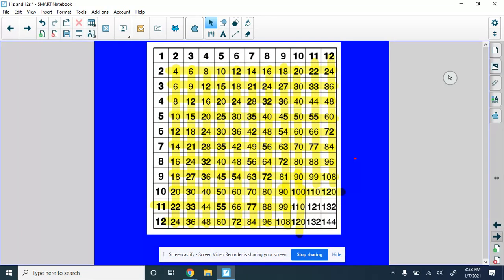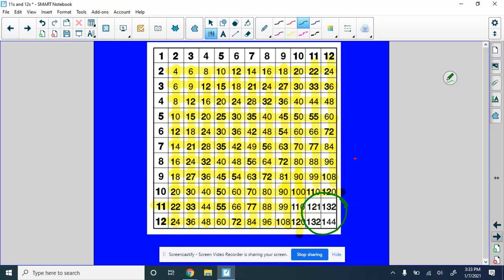So let's look at this multiplication table and see what you've already learned. All of the products that I've highlighted are products that you've already learned. All of these, except for these last four. So really today, you only have 4 new products to learn.